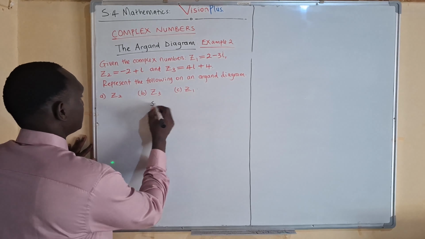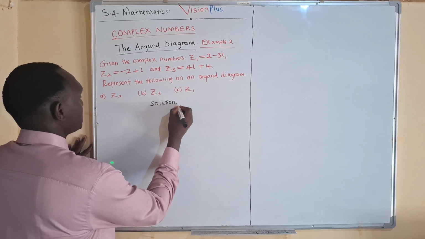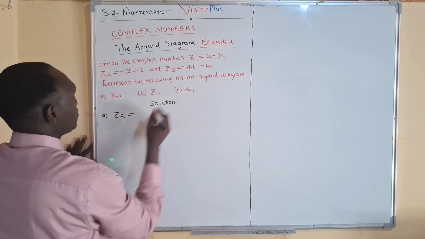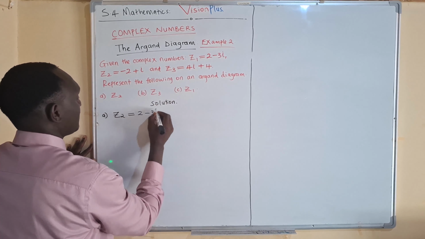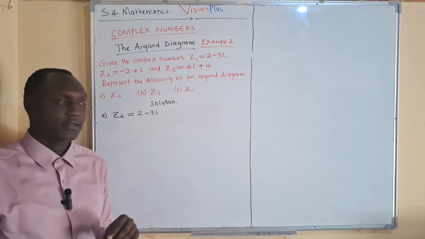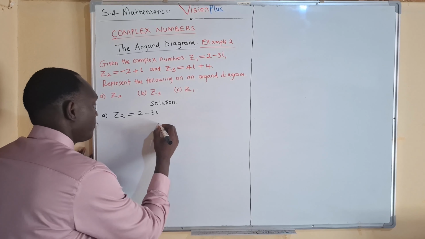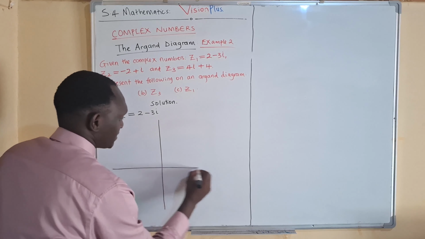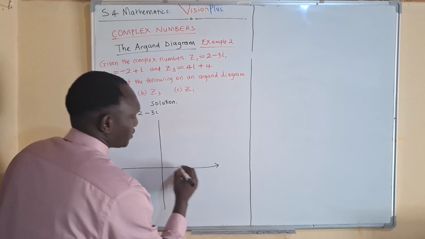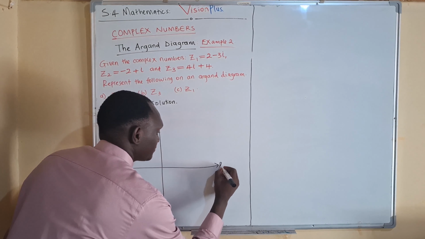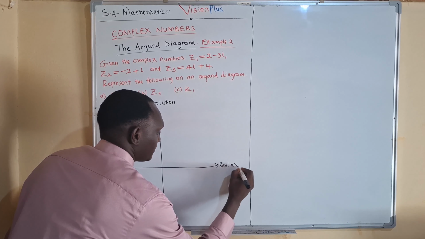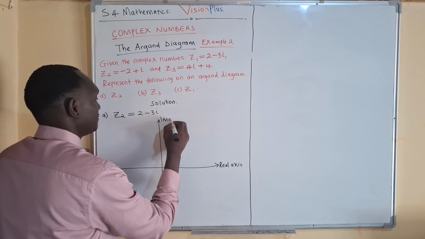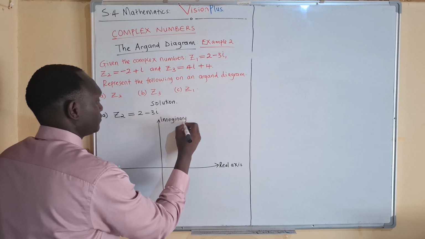So the solution here is for part A, Z2. What is complex number Z2? Z2 is given as 2 minus 3i. So remember, an Argand diagram has two axes, the vertical axis and the horizontal axis. We are calling the horizontal axis the real axis, and we are calling the vertical axis the imaginary axis.